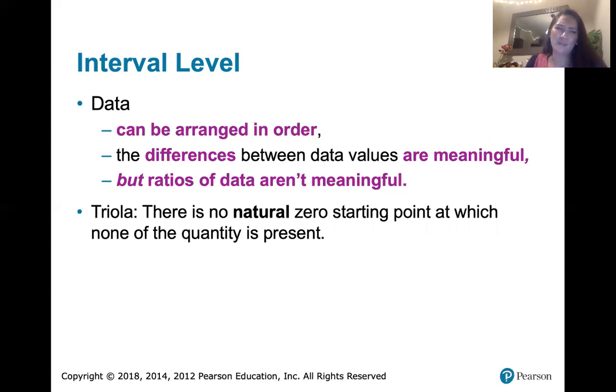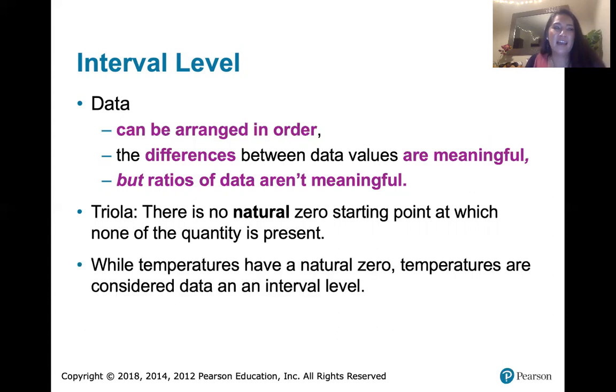But I really don't think that is the best way to describe this, because he goes on to say in the book that temperature is at the interval level. And if you've ever had chemistry, you know that temperature does have a natural zero. We call it absolute zero, but temperatures are considered at the interval level. So while they have a natural zero, that's not really what makes them interval level data. What makes them interval level data is this last idea that ratios of data aren't meaningful.